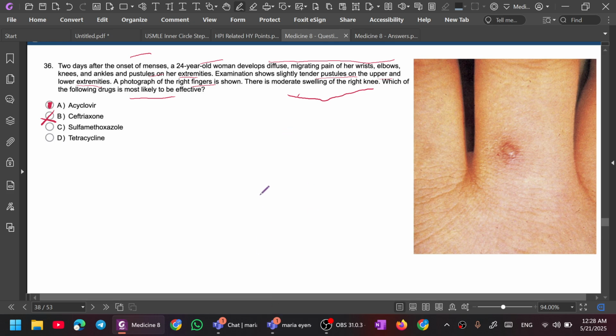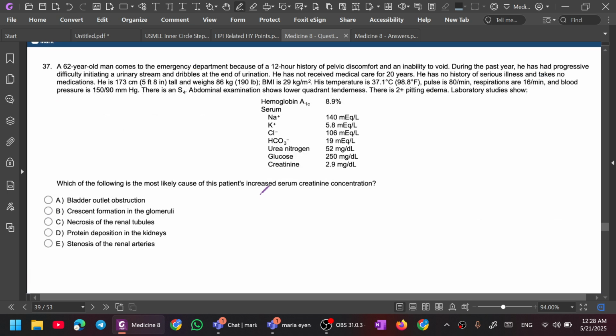Sorry, herpes wouldn't cause that. Okay. You said moderate swelling in the right knee. Sorry, that's what I was looking for, the swelling in the right knee.